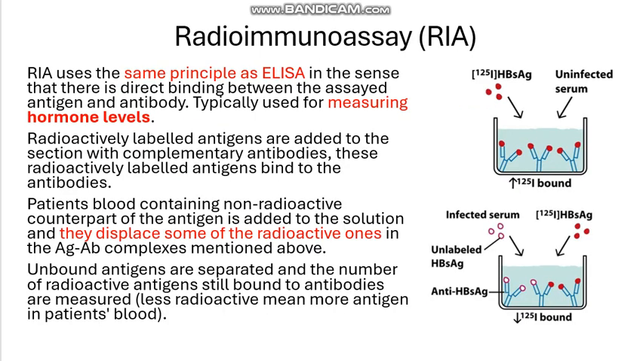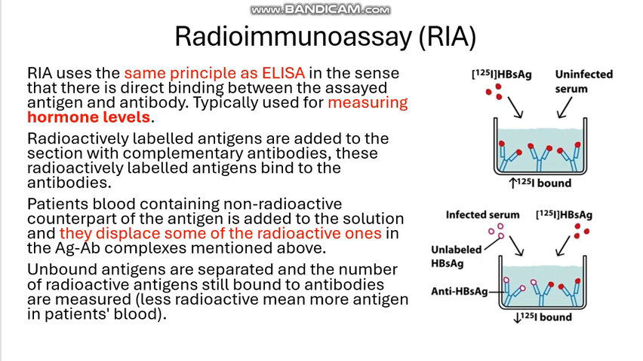Moving on to another type of diagnostic test, radioimmunoassays, RIAs. These use the same kind of principle as ELISA tests, in the sense that there is a direct binding between the assayed antigen and antibodies. These are typically used for measuring hormone levels, and a brief explanation is that radioactively labeled antigens are added to the section with complementary antibodies.